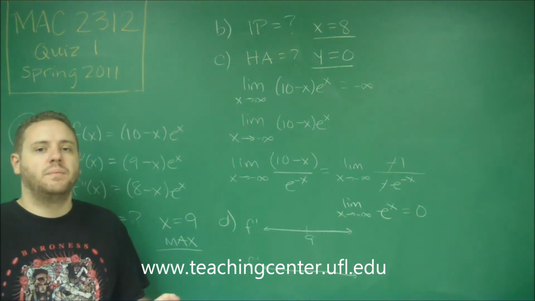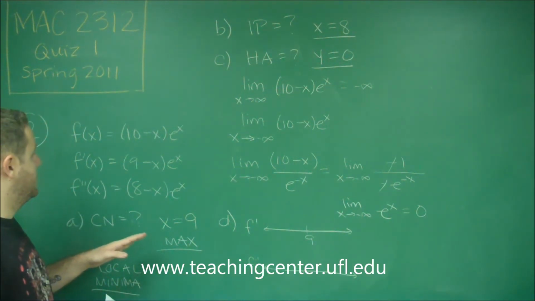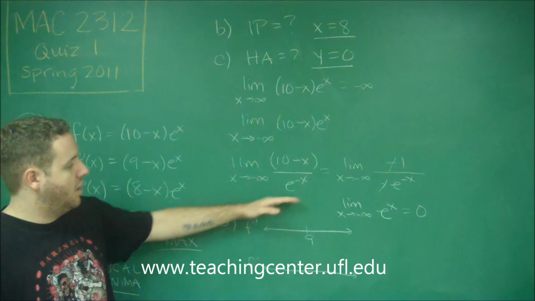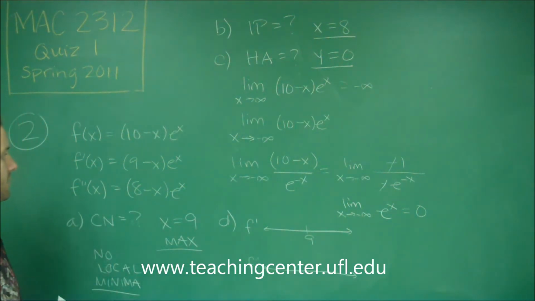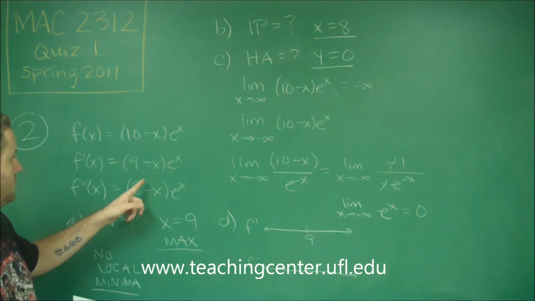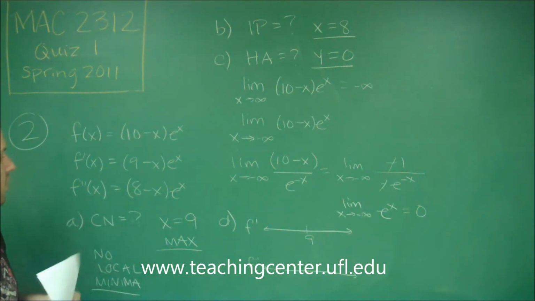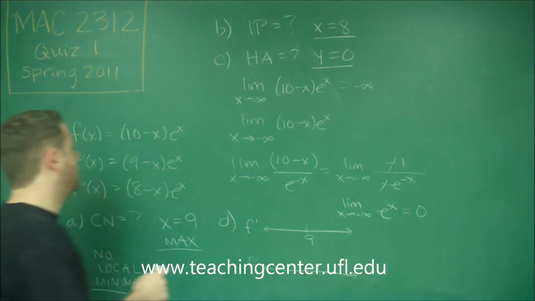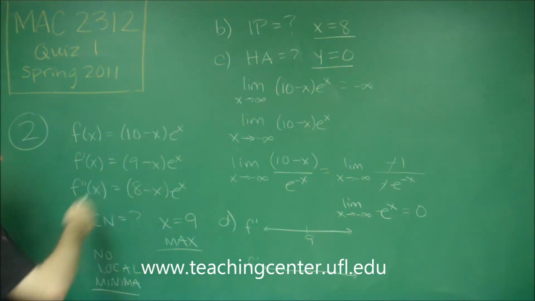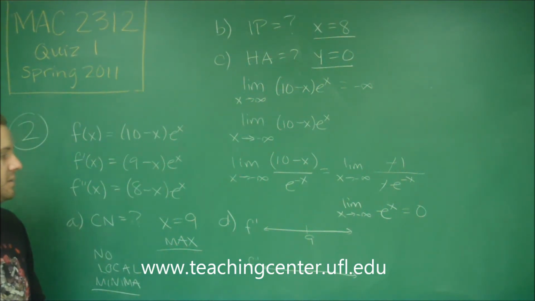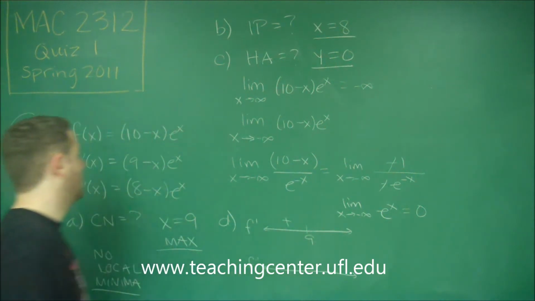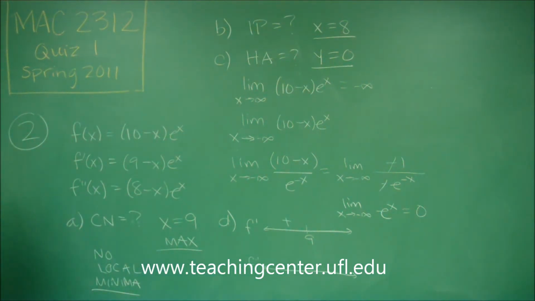So the only way that could be a max is if we went up and then down that way. Yes, because, well, we can check numbers just to be sure. If you plug in 8, we get a positive number there. And if you plug in 10, we get a negative number.